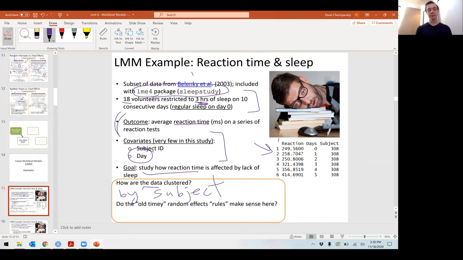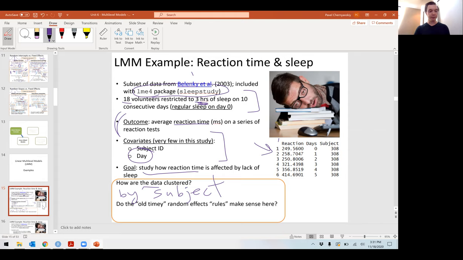Do old-timey random effect rules make sense here? Absolutely. The subjects, the 18 volunteers we have in this study, come from a bigger population of people to whom we want to generalize our findings. That is entirely correct, right? We wouldn't care about quantifying how a lack of sleep affects these 18. No, we want to generalize to the greater population to say something about the importance of getting regular sleep. So 100% old-timey, quote-unquote, rules certainly apply here.